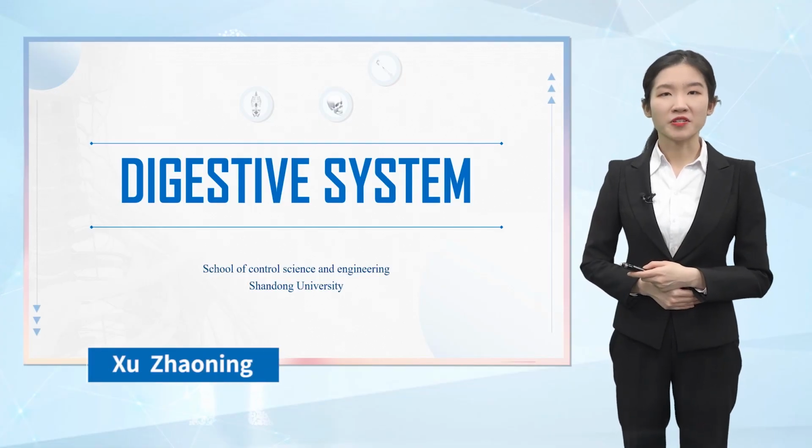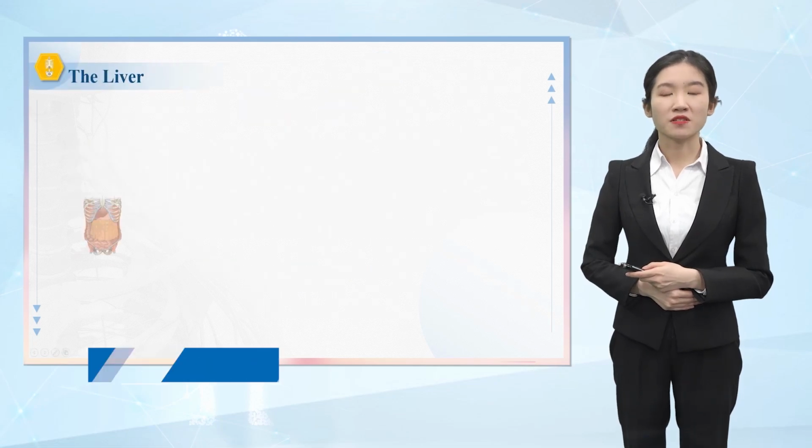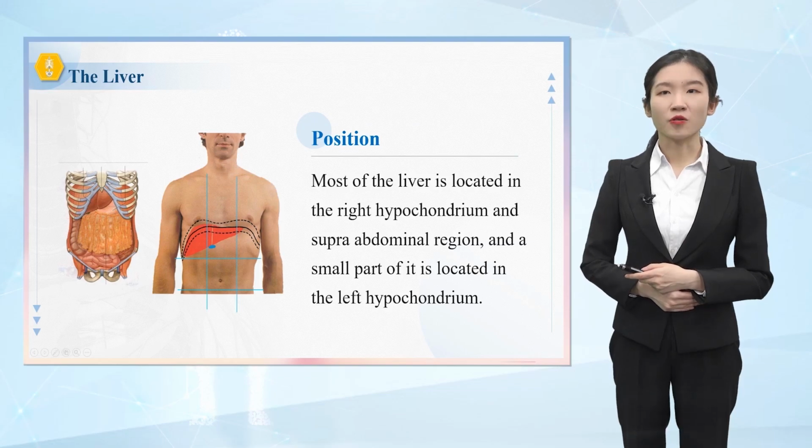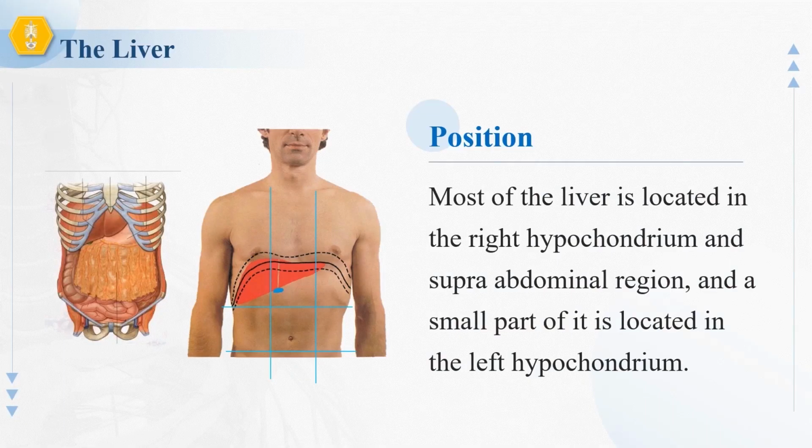Everyone. Today we'll learn something about the liver and the pancreas. First, let's talk about the liver. Most of the liver is located in the right hypochondrium and the superior abdominal region, and a small part of it is located in the left hypochondrium.